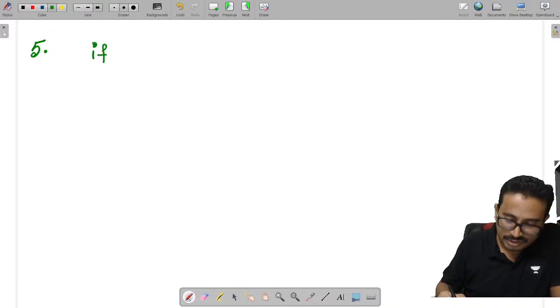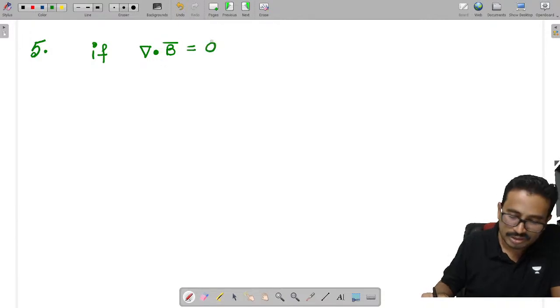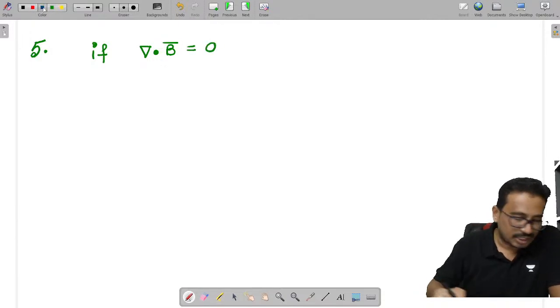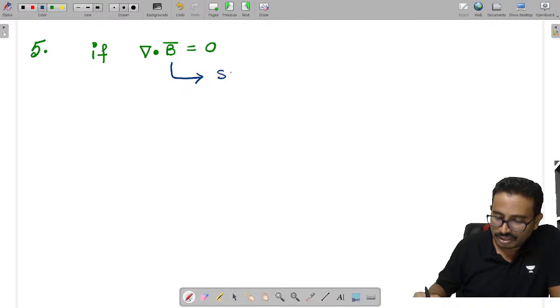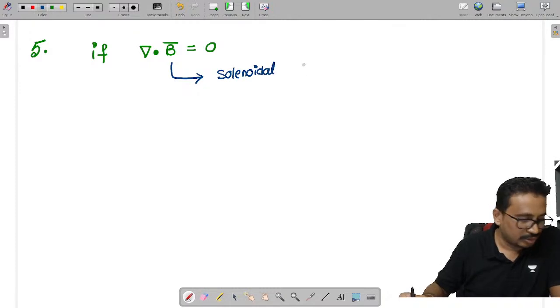See the first equation. If in equation 1 the divergence of a vector is 0, then that vector is called what? You tell me. That vector is called a solenoidal vector, right? That vector is called a solenoidal vector.